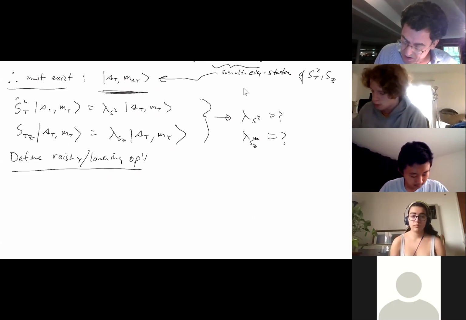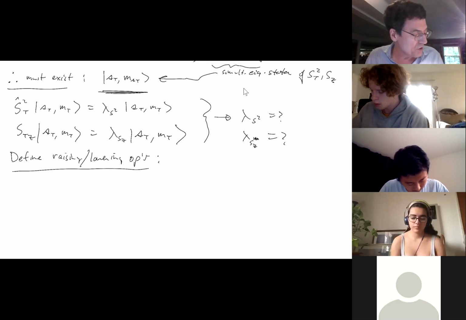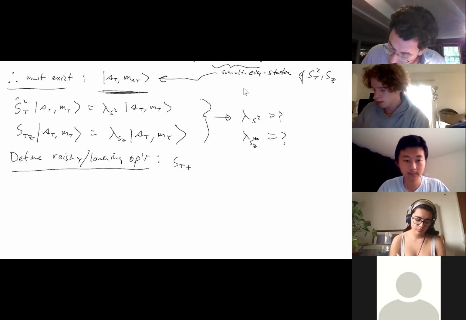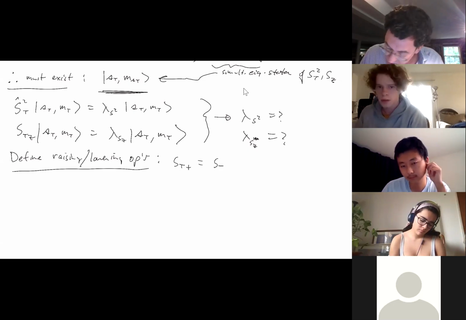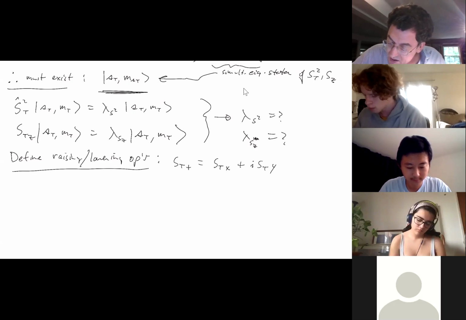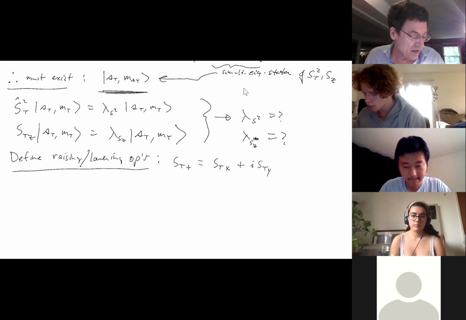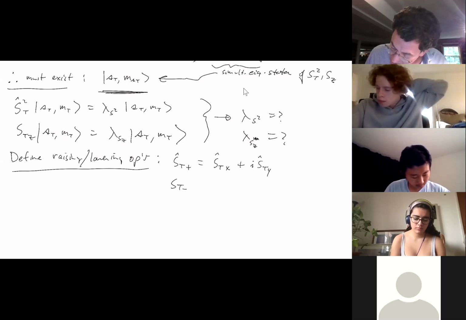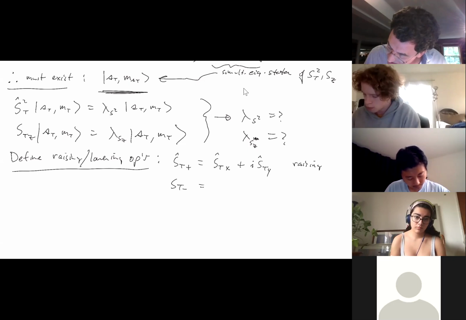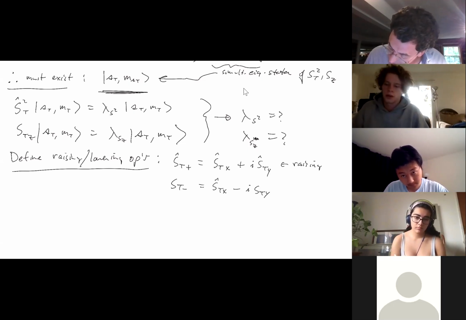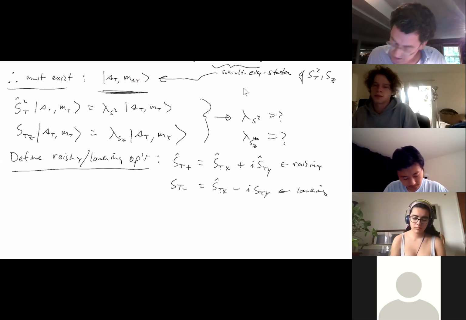Just like you did before for angular momentum, we can define them like this. We can now define them for the total spin. Let's define S total plus as a raising operator. I'm just defining it, I can define anything: S total X plus i S total Y, the Y component of the S total vector. These are operators. And then I can define the lowering operator, S total X minus i S total Y, that'll be my lowering operator.